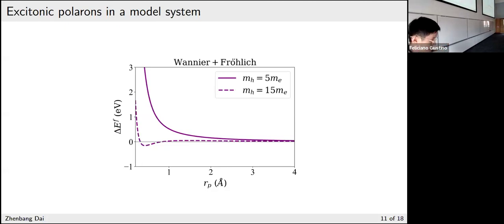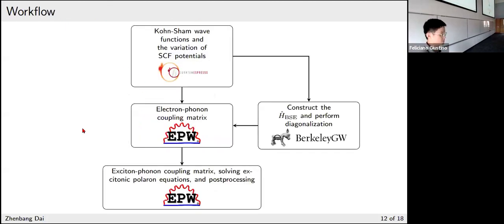Okay, so now we have some ideas about this theory. We can move on to the first principles implementation. This is basically the workflow for the first principles calculations. You first generate the Kohn-Sham wave functions and the variations of the self-consistent potentials from Quantum Espresso using pw.x and ph.x. Then you can use EPW to construct the electron-phonon matrix elements on a uniform grid. The reason why we use EPW is because it has very good control of the gauge. And as Zhenglu just said, the gauge can be a very big problem if you're not careful about that.